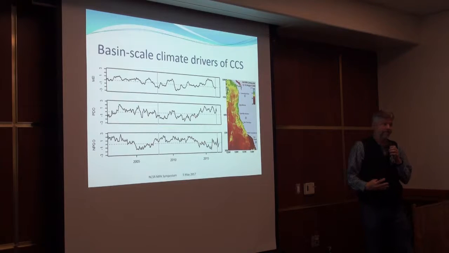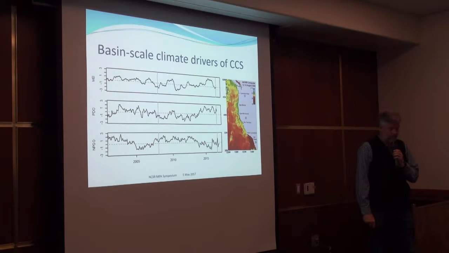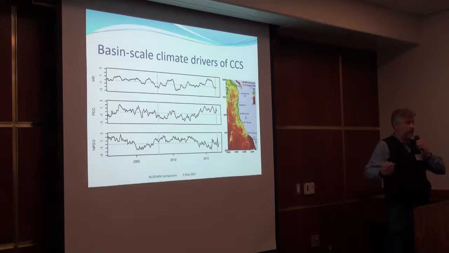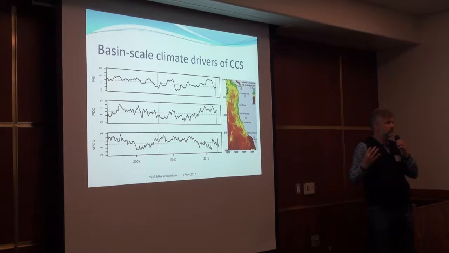But let me back up and talk about what really drives the California Current. When we're talking about MPAs, we may be very interested in a lot of these small-scale features, but when we talk about the MPA network or coastwide network, what's really driving this upwelling-driven California Current system is basin-scale climate variability.